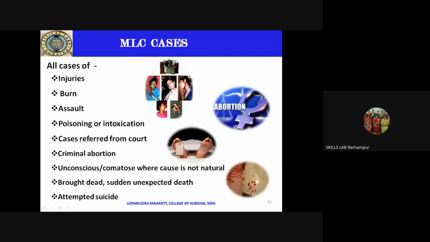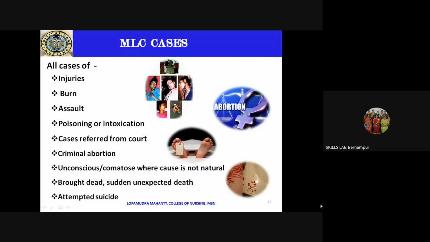Then MLC cases. All cases of injuries, burns if more than 70 or 60, or any type of seriousness in bone cases, and assault cases. Then poisoning or intoxication, cases referred from the court, criminal abortion, and unconscious or comatose patients where the cause is not natural, brought dead, sudden unexpected death, and attempted suicide. These are all included in the MLC cases.